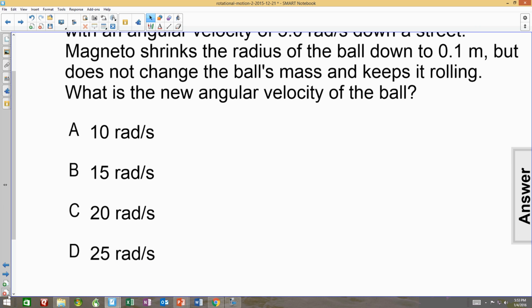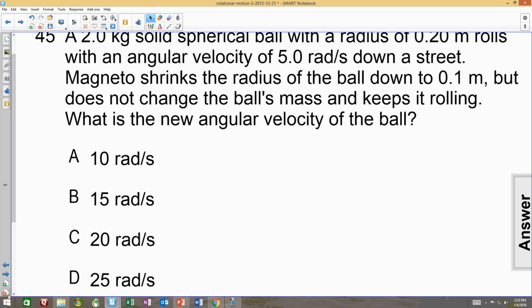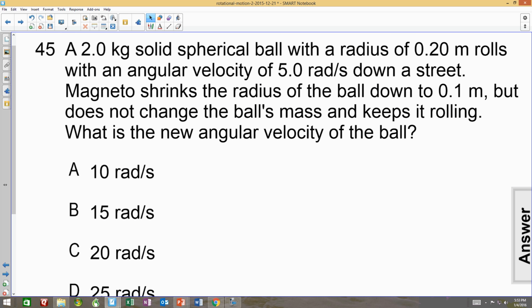Okay, here are your choices: 10, 15, 20, 25 radians per second. Go ahead and pause the video now and solve the problem. I'm going to roll it up just in case you can't see the numbers.